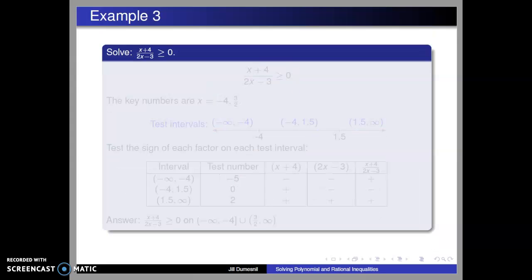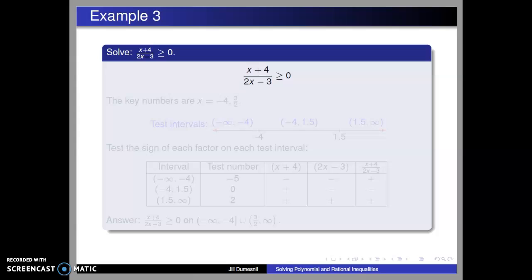For our third example, let's switch to a rational inequality and solve the inequality (x + 4)/(2x - 3) ≥ 0. Although it is tempting, we don't want to multiply on both sides by 2x - 3 to clear the fraction.